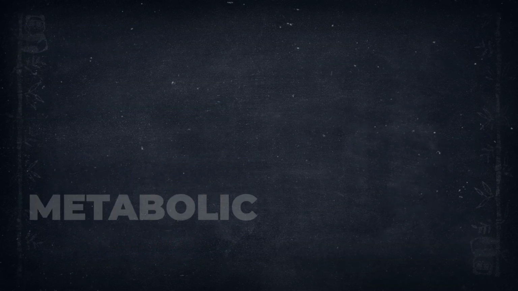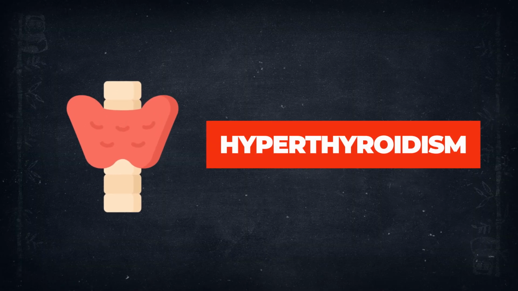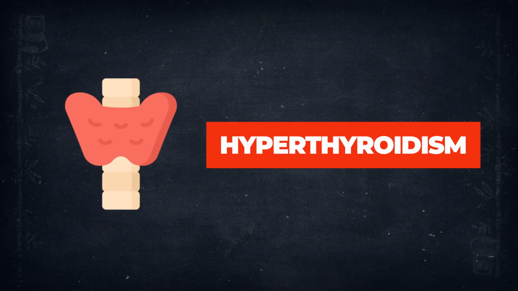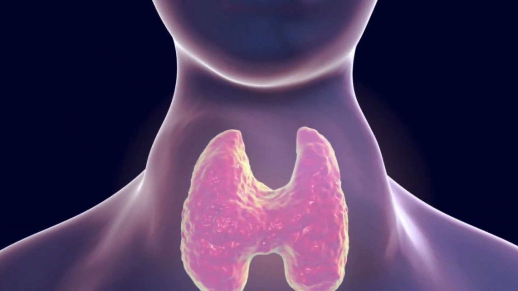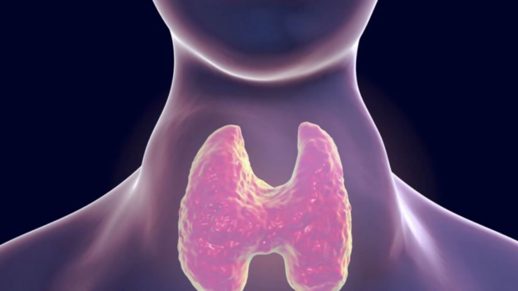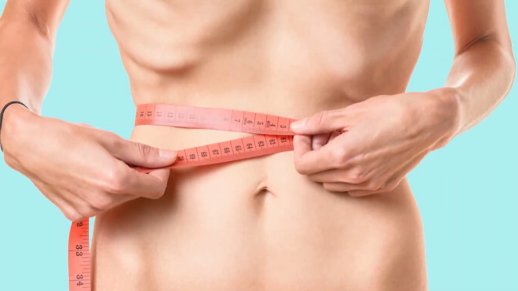There are some important and relatively common changes that can happen in this gland. Hyperthyroidism, which is when the thyroid is overactive, speeds up the metabolism overall. The heart beats faster, body temperature gets higher than normal, and the person loses weight because they burn more energy.